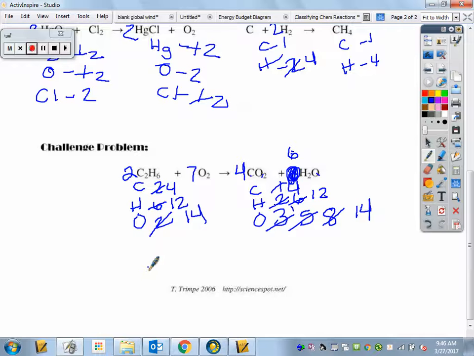Looks like we're balanced. We had to play around with it. We didn't do it right the first time, but we did eventually get it right. Okay.